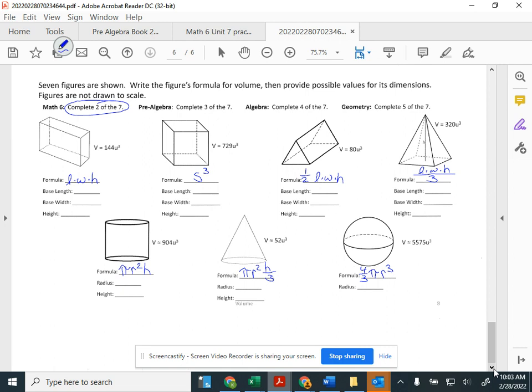Who can remind me what number is pi, Brielle? 3.14. And when we're looking at our r, what does r mean? The radius. Remember that radius goes from the middle of our circle out to the side.